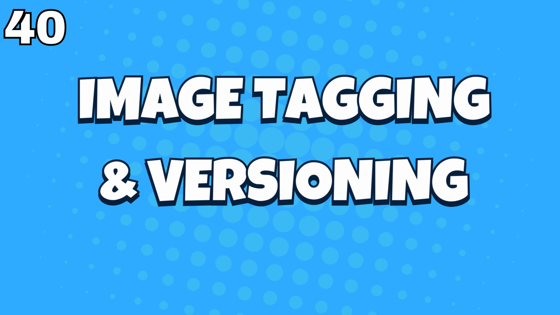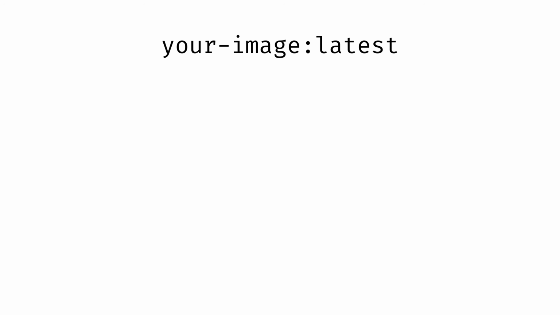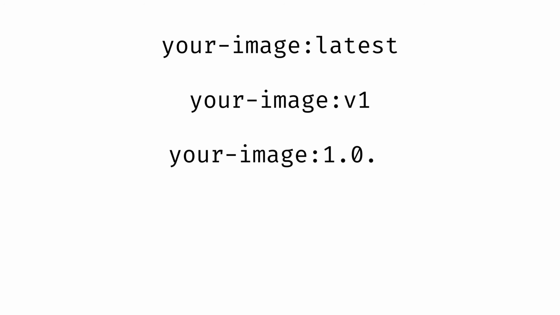Tags matter. When you build or pull an image, Docker uses tags to identify versions. If you don't specify a tag, Docker assumes it's latest. But relying on latest in production is risky because it might change without you knowing. Instead, use explicit tags like v1 or 1.0.0. Even better, follow semantic versioning so everyone knows what version they're using.